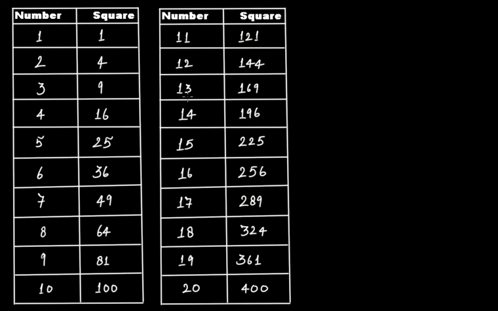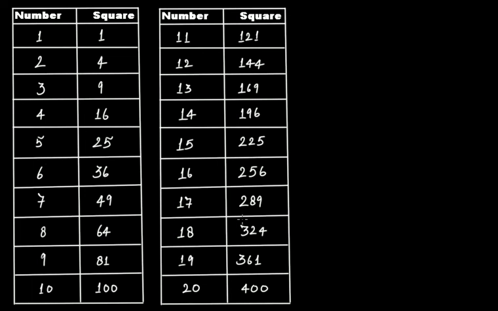Now, we have two tables here and each of the tables has two columns. In the first column, we have numbers and in the second column, we have their respective perfect squares. So the perfect square of 1 is 1, of 2 is 4, of 3 is 9, of 9 is 81, of 10 is 100. And same thing here.